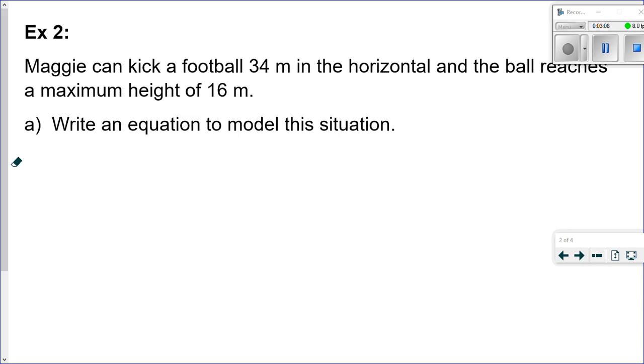All right. So here we have a second scenario. Maggie can kick a football 34 meters in the horizontal, and the ball reaches a maximum height of 16 meters. Write an equation to model the situation. So you could actually model this either way. You could do vertex form, you could do factored form, and both should give you the same answer. For no apparent reason, I'm going to use vertex form.